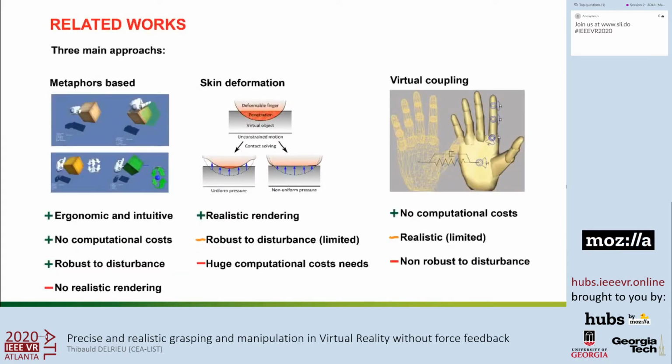In order to perform precise grasping without force feedback in virtual reality, we need to allow some degree of freedom between the hand and the object during the manipulation. But also we need to make the grasp robust by allowing it to resist any disturbance coming from any direction. Also, these grasps need to be realistic in order to improve the immersion of the user.